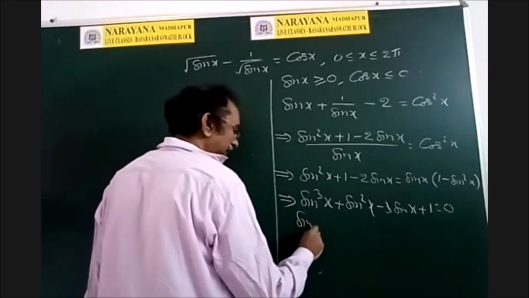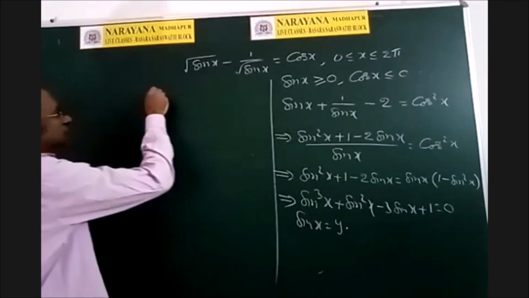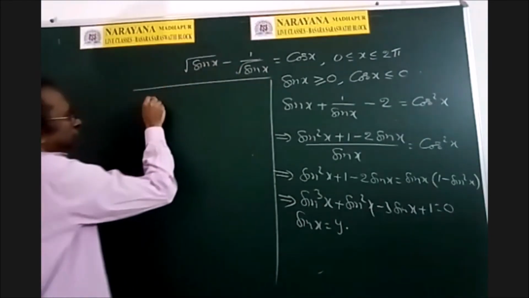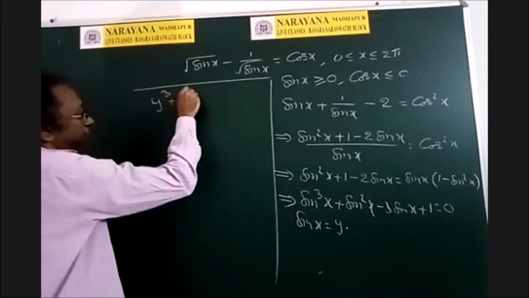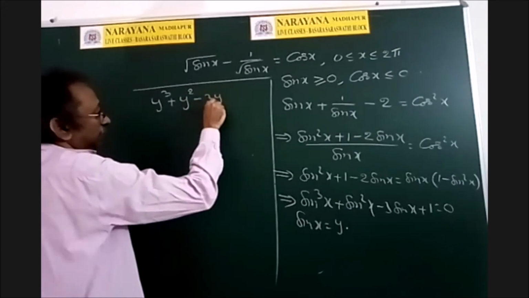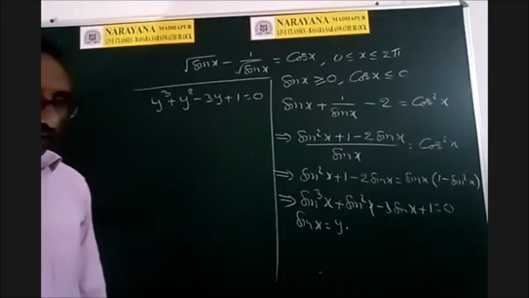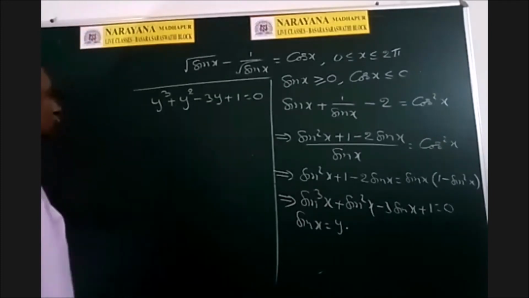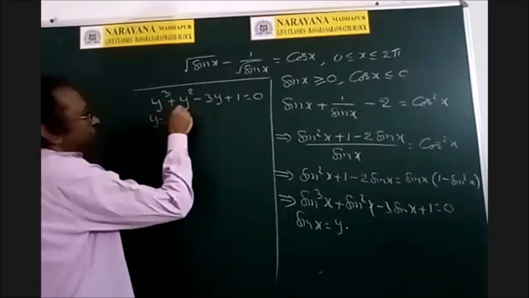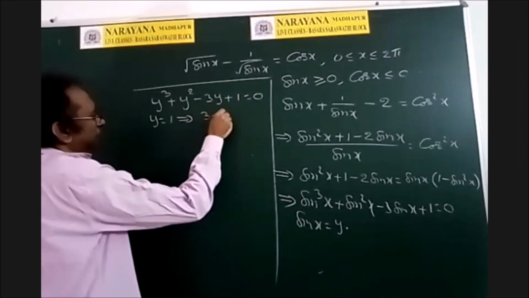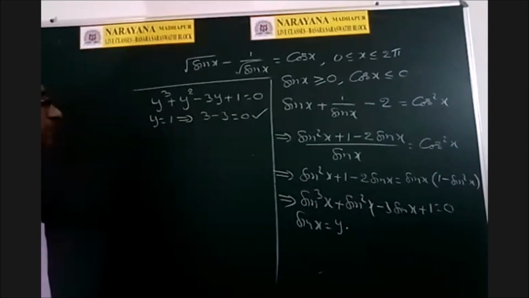Suppose I write this sin x as y for some time. Then what is the equation you will get? y cube plus y square minus 3y plus 1 is equal to 0. So by trial and error only we should get one root. So what is that root? Suppose if you put y is equal to 1, what happens? 1 plus 1 plus 1, 3, minus 3, 0. Success. And therefore y is equal to 1 is a root.